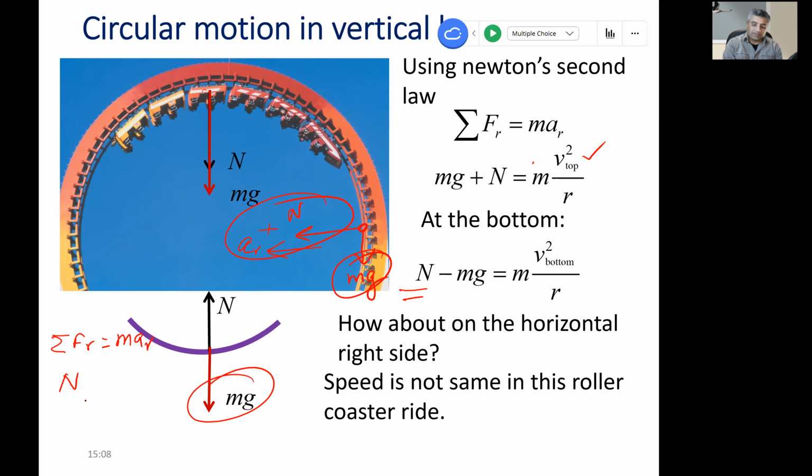Oh, that's just like a rotor ride looks like, except friction is negligible in this case. N equals m v squared over r. That's it. It's the easiest one. So normal force is different at different points. Even if speed is the same, normal force is going to be different at different points, as you can see. Okay.